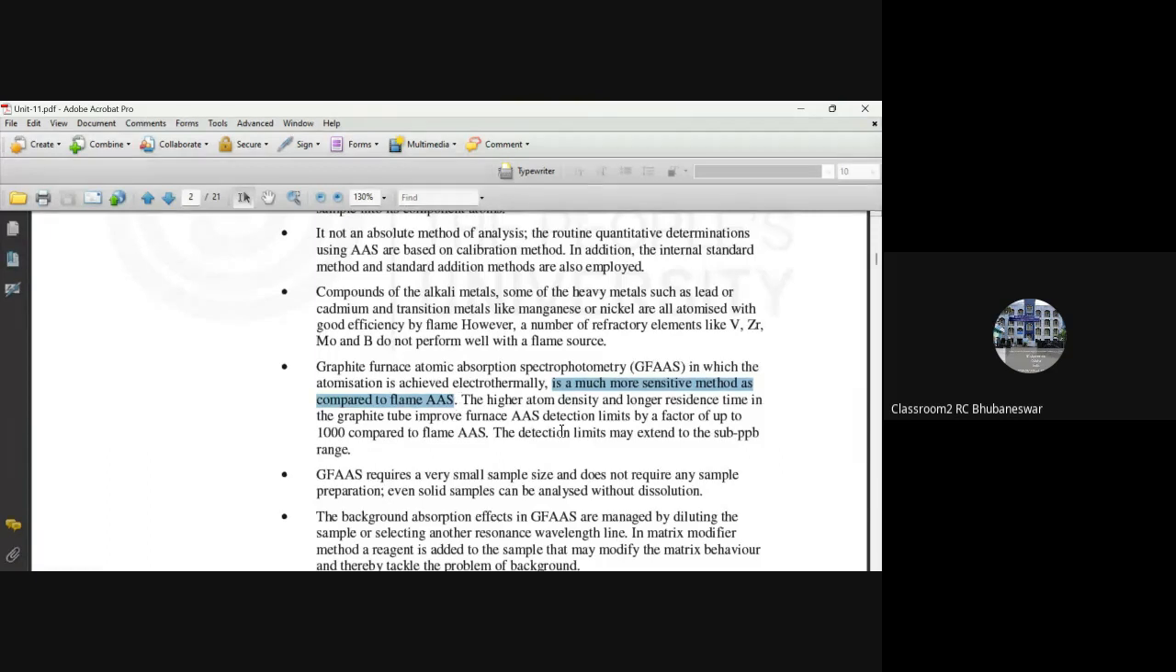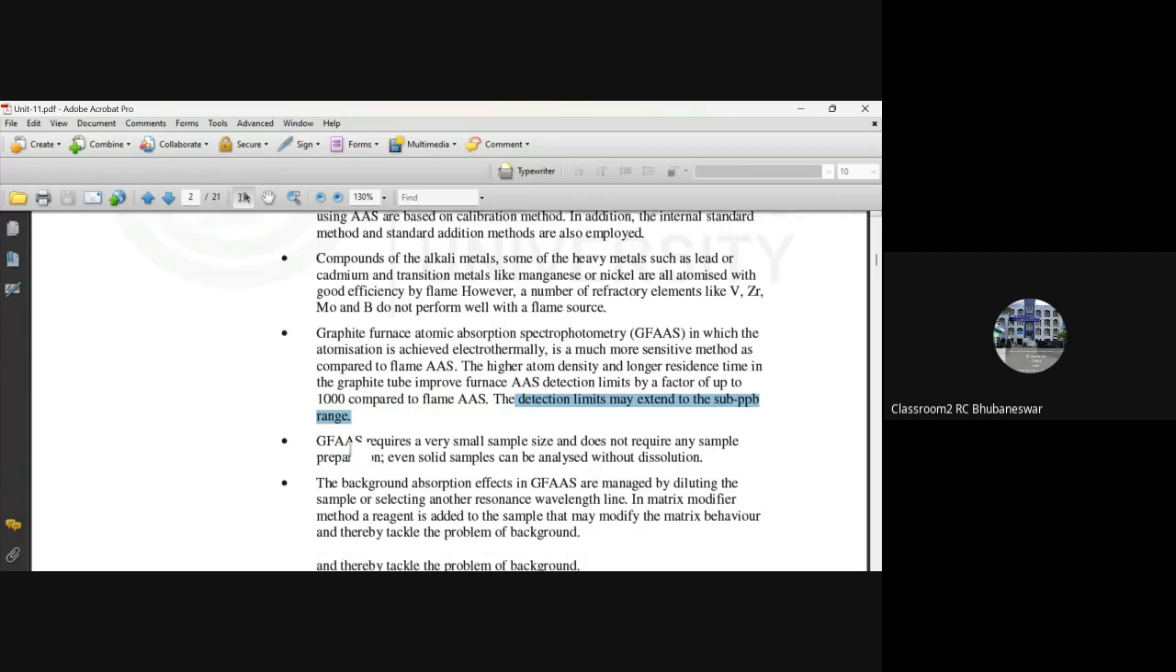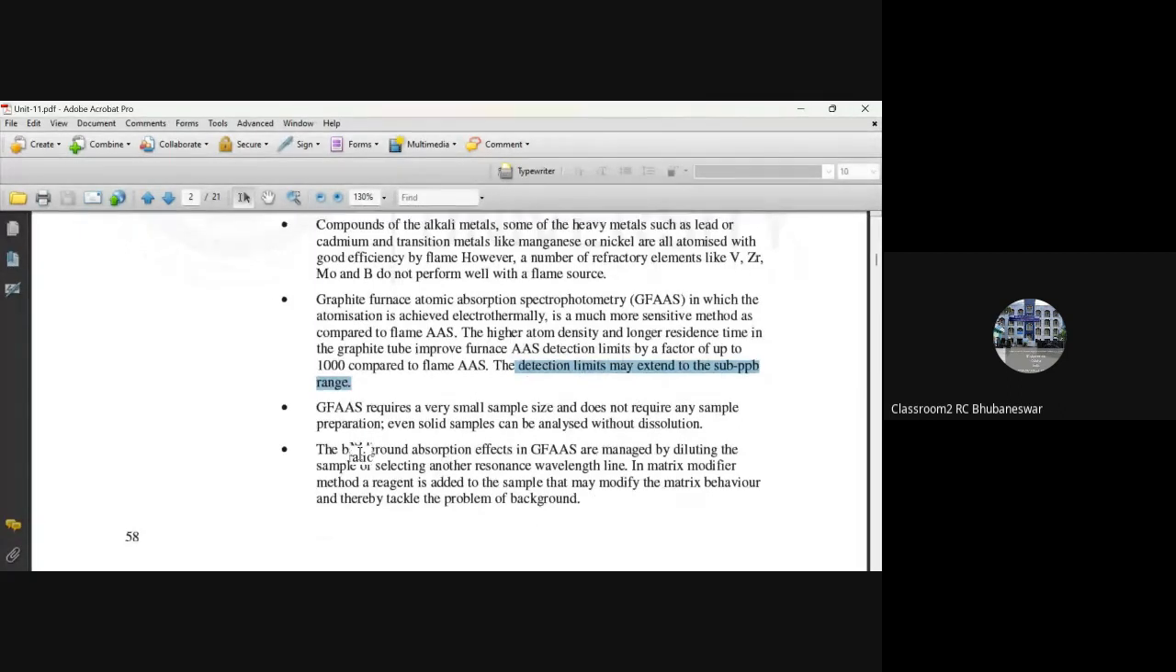Okay, and interference is less, and the higher atom density and the longer residence time in the graphite tube improves the furnace's detection limit by a factor of up to a thousand compared to the flame. The detection limit may extend up to the sub-ppb range. This is the beauty of the spectroscopic studies. We always go for the detection limit from spectroscopic method to spectroscopic method. If the detection limit is very, very low, then that tool is good to be studied.